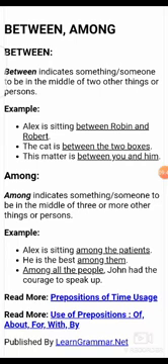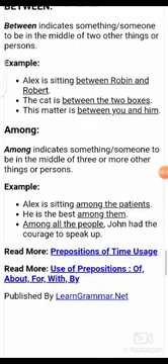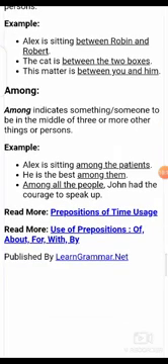Now between and among. Between indicates something or someone to be in the middle of two other things or persons. Alex is sitting between Robin and Robert. Now there are two persons. Alex is sitting in between them. So when we talk about something being between two other things, we use between. And the cat is between the two boxes.